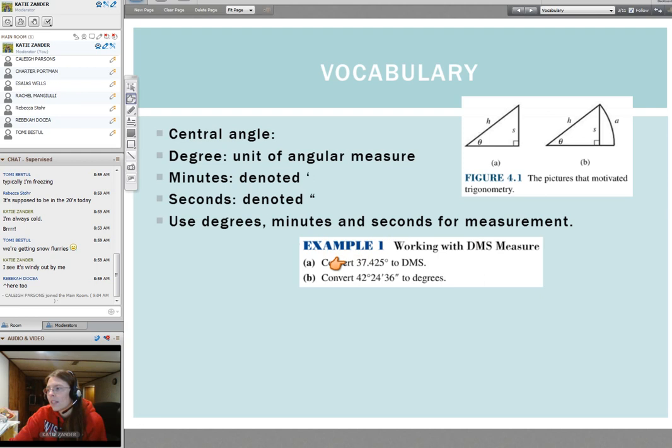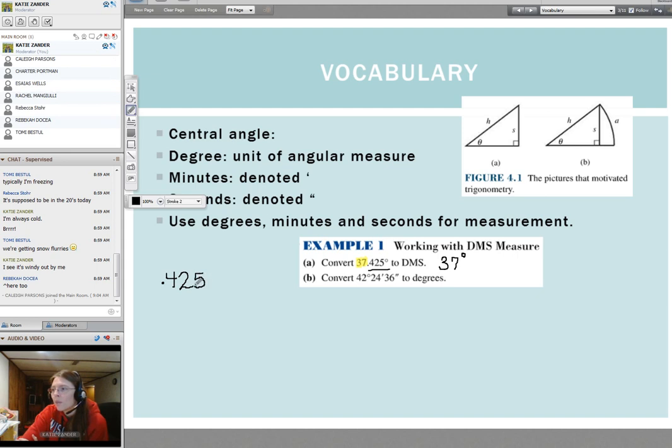So for example, let's convert 37.425 degrees to write that as degrees, minutes, and seconds instead. So the good news is the degrees is already there for you. It's that whole number that's out in front of the decimal. So it's the 37. We need to find the minutes and seconds piece to that. So I'm going to just put the 37 degrees. Now to find the minutes and seconds, it's really not that bad. You're going to take the decimal part, 0.425, and we're going to multiply by 60.